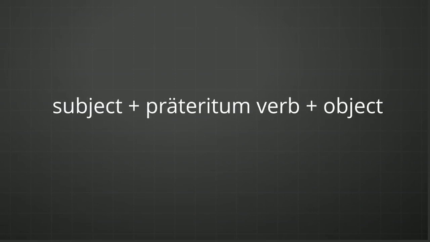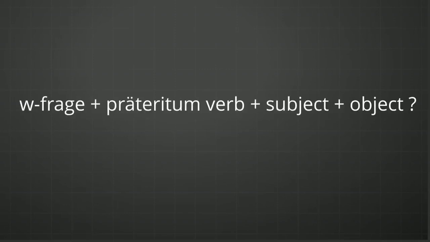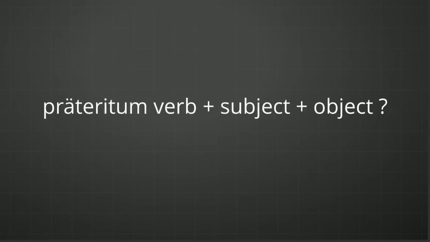If you are writing a sentence, the construction would be of a normal present tense sentence. First position will be of subject. Second position will be of conjugated form of Präteritum verb. And if you have object in the sentence, you have to write it after your verb. If you are writing W-Frage, first position will be of W-Frage. Second position will be of conjugated form of Präteritum verb. And if you have object, you can write it after your verb. If you are writing indirect question, then first position will be of conjugated form of Präteritum verb, second position will be of subject, and after that you can write your object.